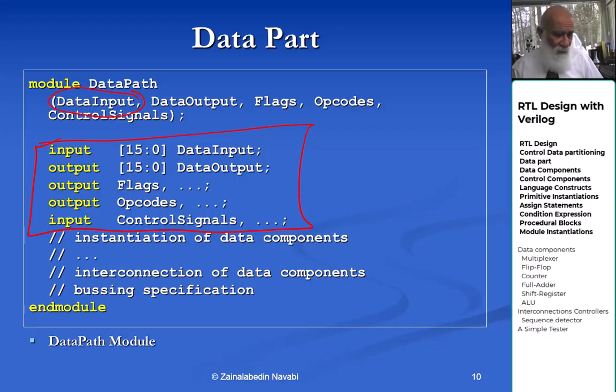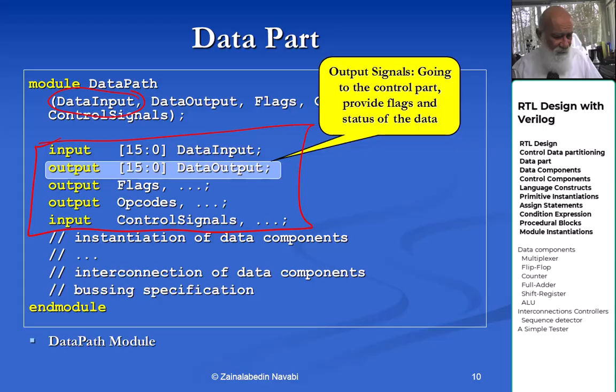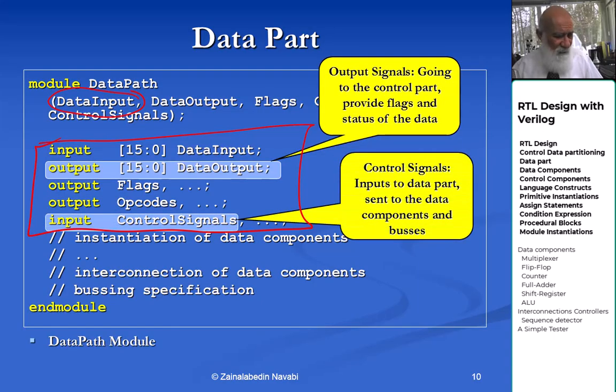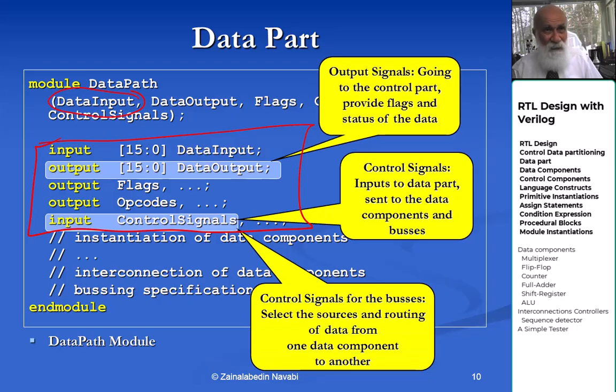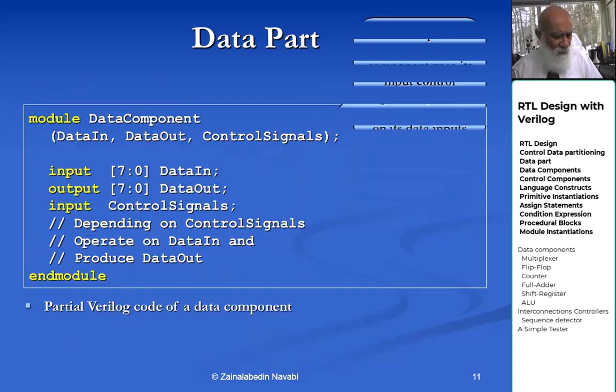Later on, we will also show the other components that go in the data path as well. But for now, we are just saying what happens in the data path. So these are the declarations in the data path. These are the inputs and outputs. Again, some inputs come from outside. Some outputs go to the controller. Some inputs come from the controller. And the major set of inputs coming from the controller to the data path are those control signals.